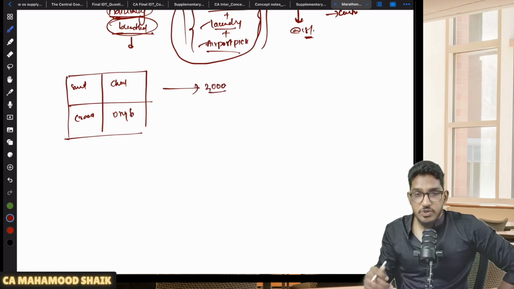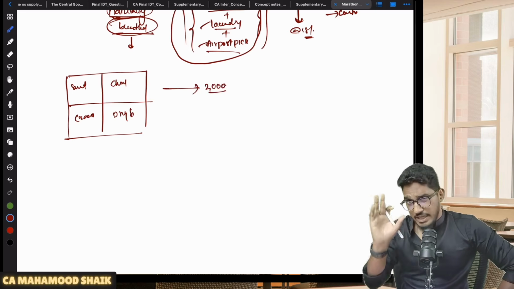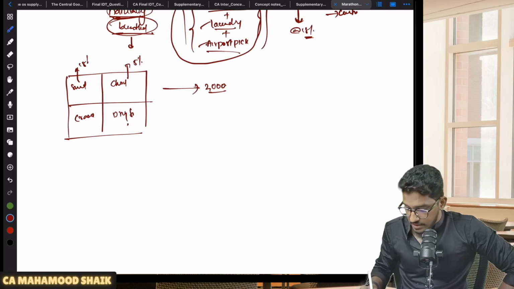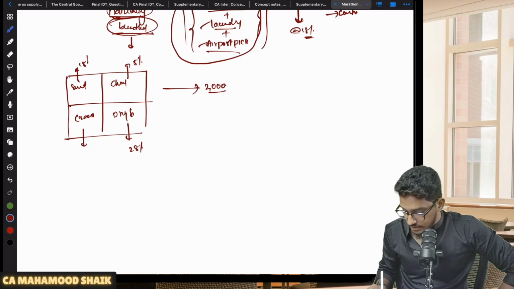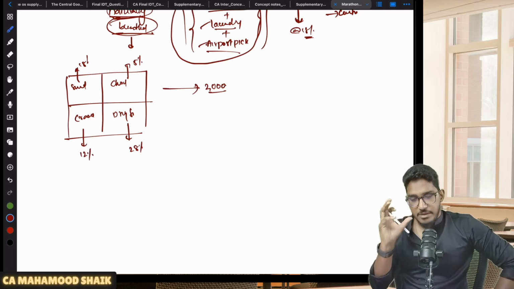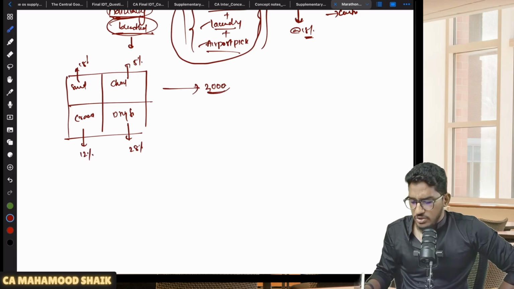Now, for this 2,000 rupees, you are getting a combination of different supplies. Chocolates will attract, let us say, 5% GST. Sweets will attract 18% GST. Dry fruits will attract, let us say, 28% GST. Crackers will attract, let us say, some 12% GST. So like that, for a single price, you are getting multiple supplies which are not naturally bundled.